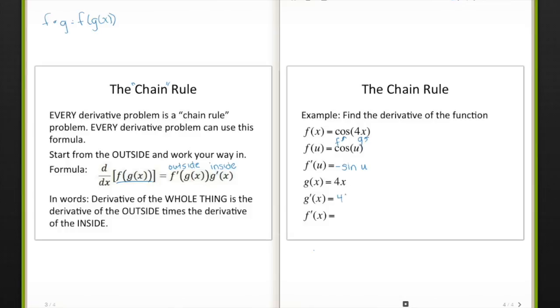So we also need to take the derivative of 4x, which is just 4. Now we multiply these together. We have the negative sine of something times 4, which gives us negative 4 sine, and what was that something? 4x. And that would be our answer, negative 4 sine 4x.